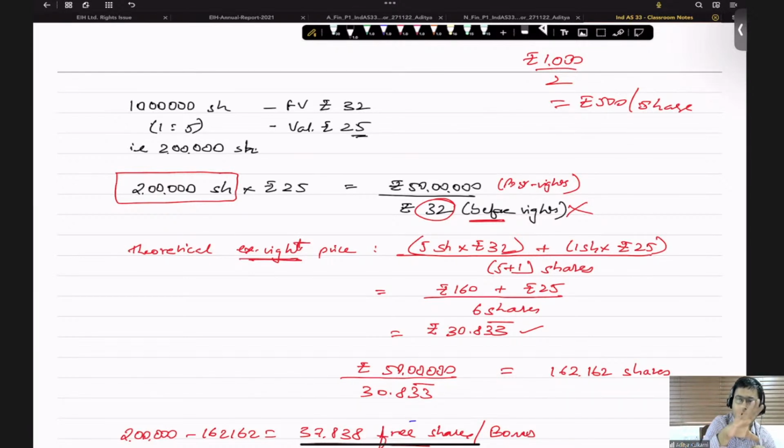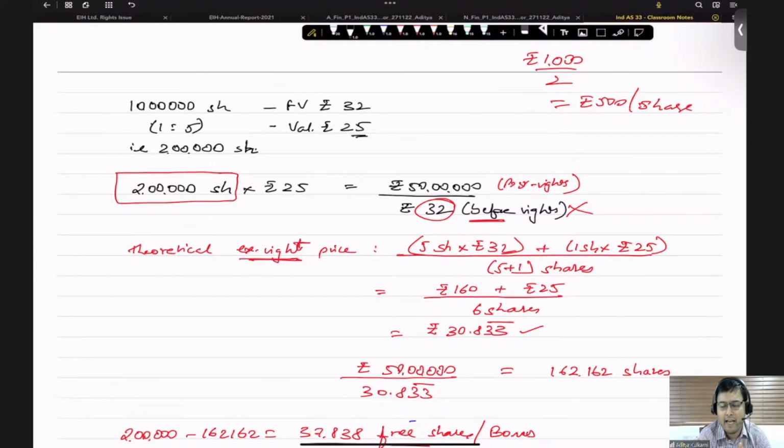That means in the numerator, the fair value comes down. At the same time, in the denominator, my equity shares go up. So therefore, overall, my fair value is going to come down. So that is why I cannot divide 50 lakhs by 32, because 32 is the price before the rights. I need the price after the rights issue.